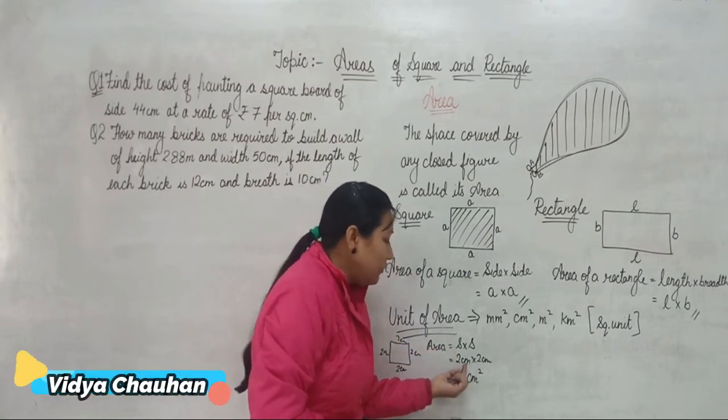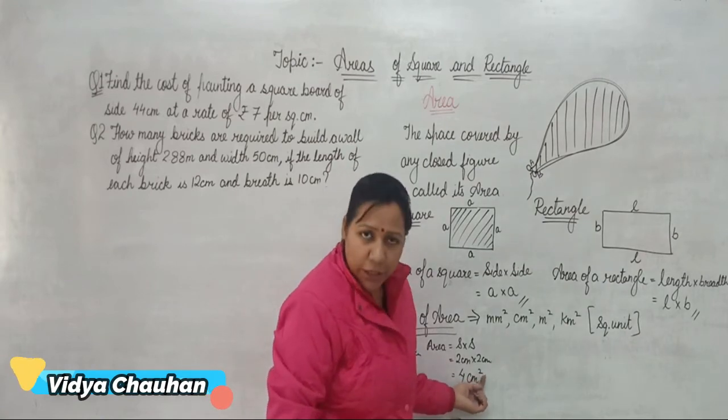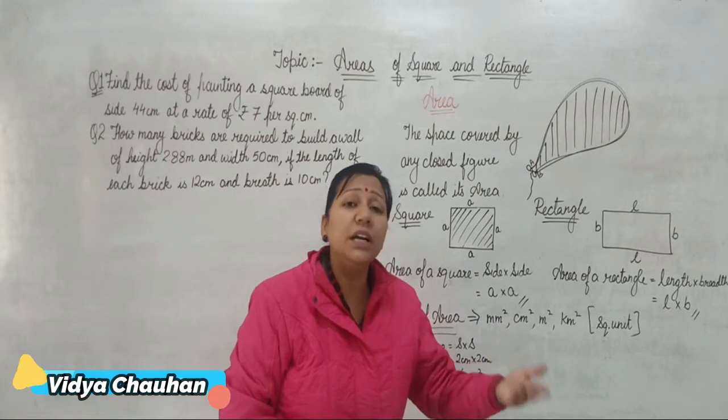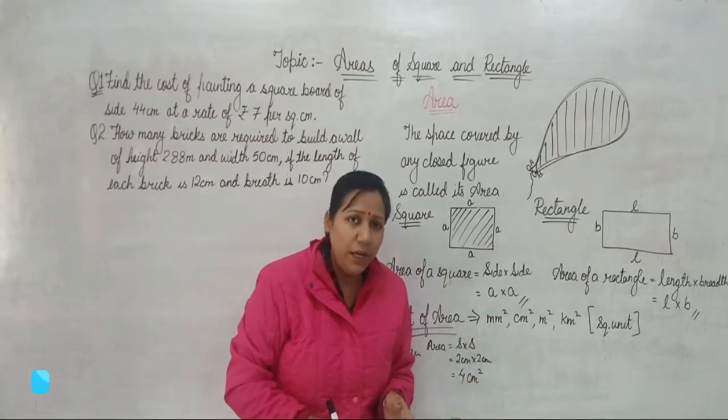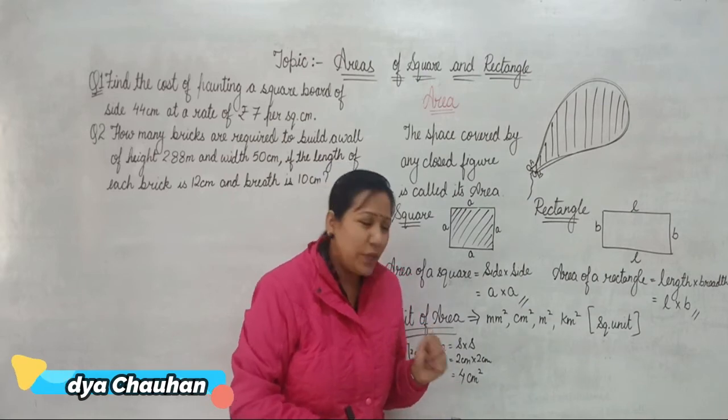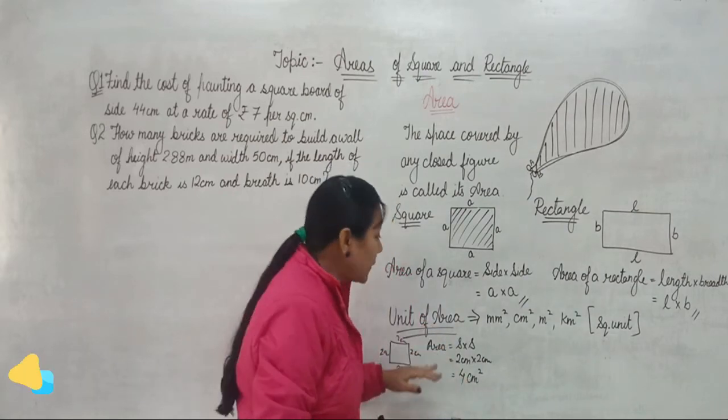Whatever value you are getting, if it is in centimeters, it will become centimeter square. If your dimension is given in meters, it will become meter square. If it is in kilometer, it will obviously become kilometer square. Clear, students? Any other doubt in this?